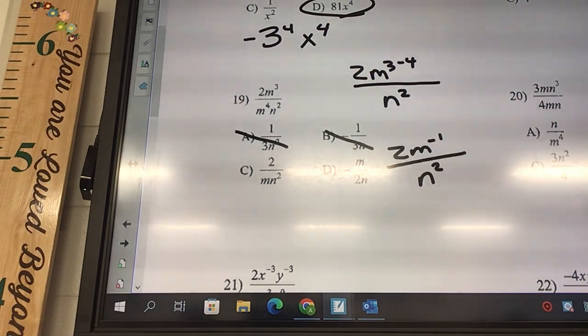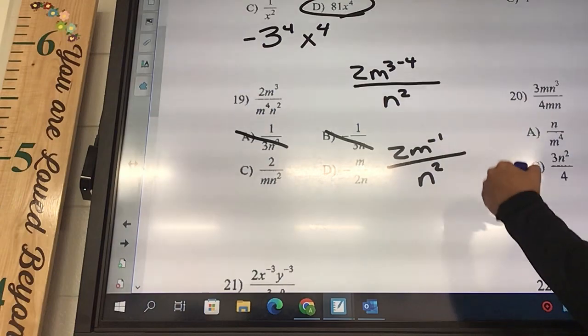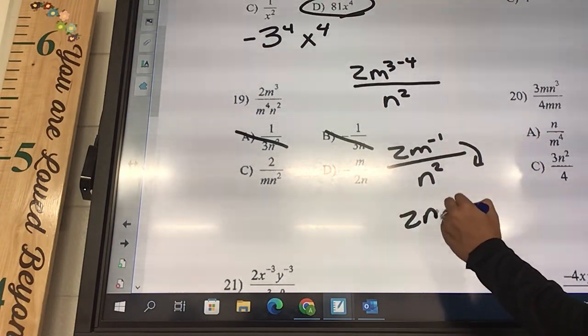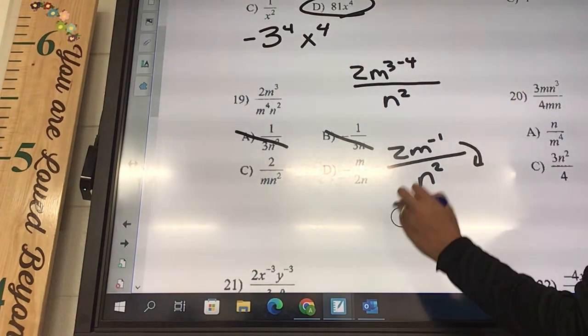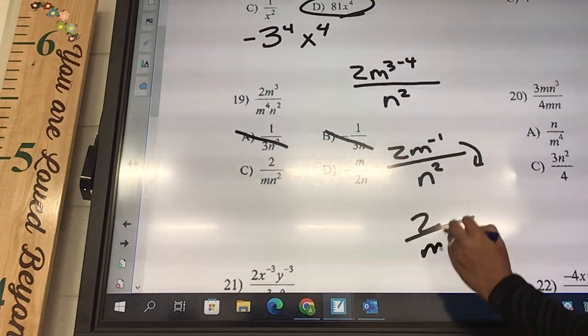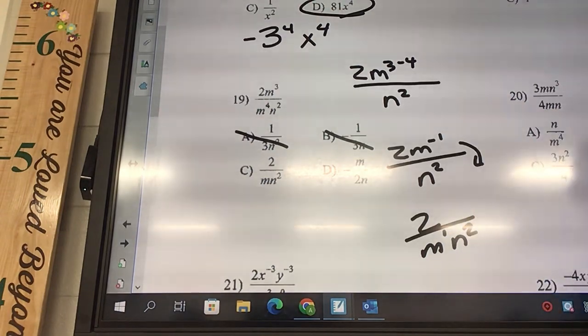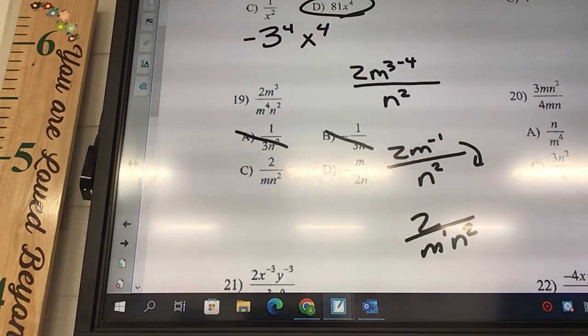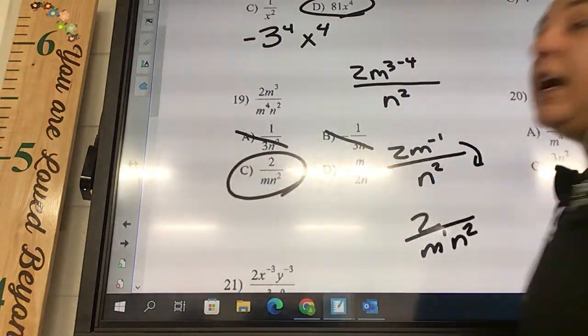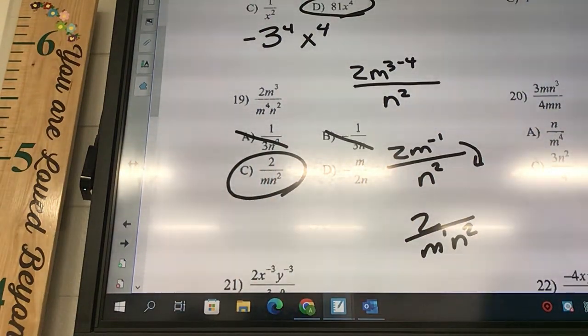What do we do with negative exponents? It's gonna get moved to the top or bottom depending on where it's at. So it's gotta get moved here. So it's gonna look like 2, and 1, and 2. What answer choice is that? C. Some of these you're gonna have to do more work. Some of these you can tell just straight from the gate. It just depends.